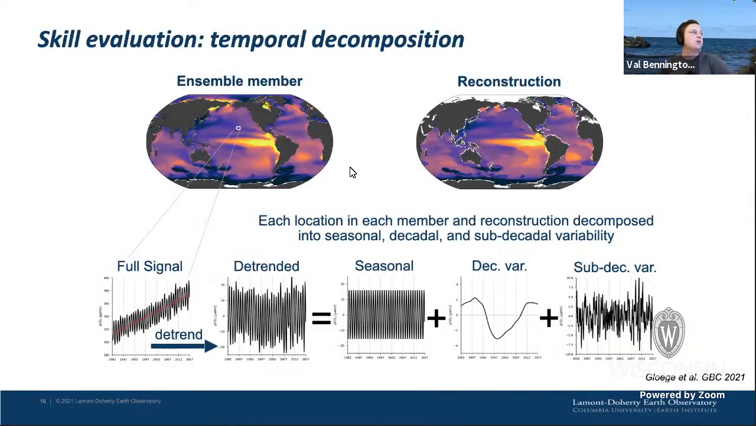So within this model world, we can also look at how well the pCO2 and the CO2 flux are captured as a time series at every point in space. So in the models, we have, of course, time series of pCO2 and CO2 fluxes for every grid cell. And we can deconstruct those time series into a detrended cycle, a seasonal cycle, decadal variability, and subdecadal variability time series, and see how well our techniques are capturing those different time scales.